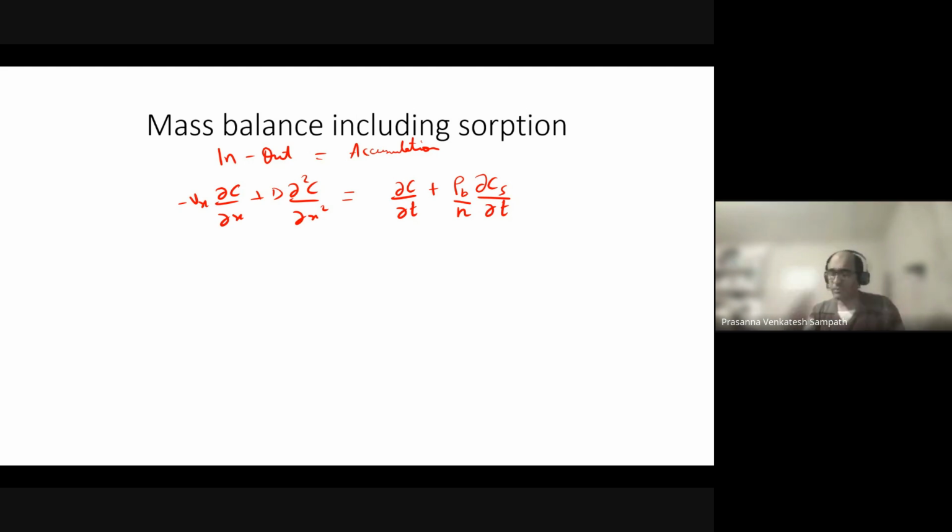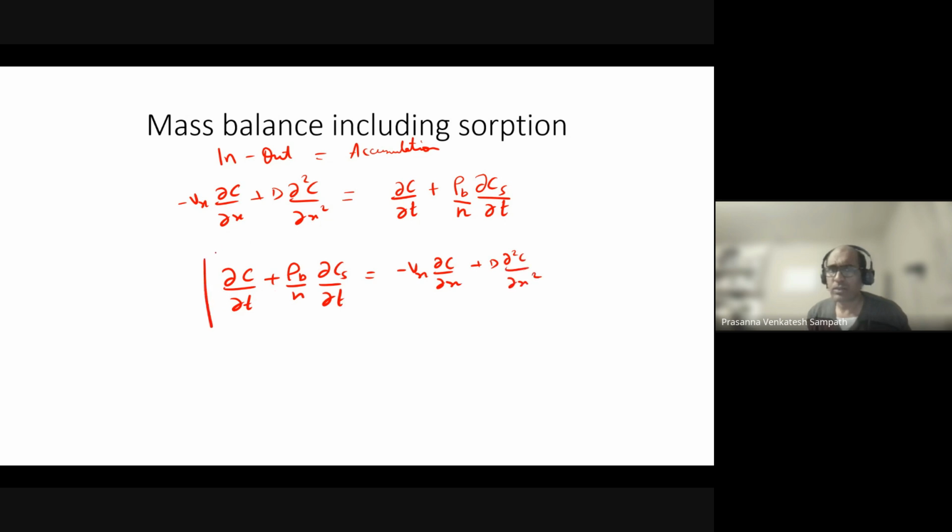So in fact, we are more used to writing it in the other direction. You put this on the left hand side: dou C by dou T plus rho B by n into dou CS by dou T equal to minus Vx dou C by dou X plus D dou square C by dou X square.